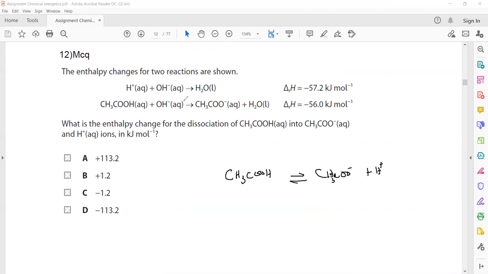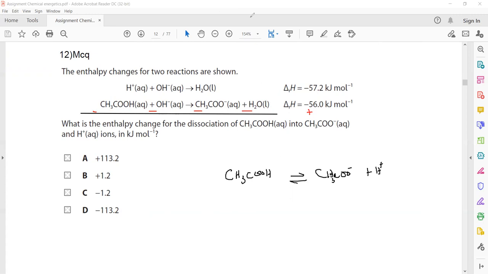So we want to cancel out the water molecule, because we don't need the water molecule or the OH ions in the final equation. When they are on the same side, we normally subtract the equations. If they are on the opposite side, we add the equations so that we can cancel out. But if they are on the same side, we subtract the two equations. So if I subtract the two equations, the sign will change. This will be minus, this will be minus, this will be minus, this will be minus, and this will be plus.